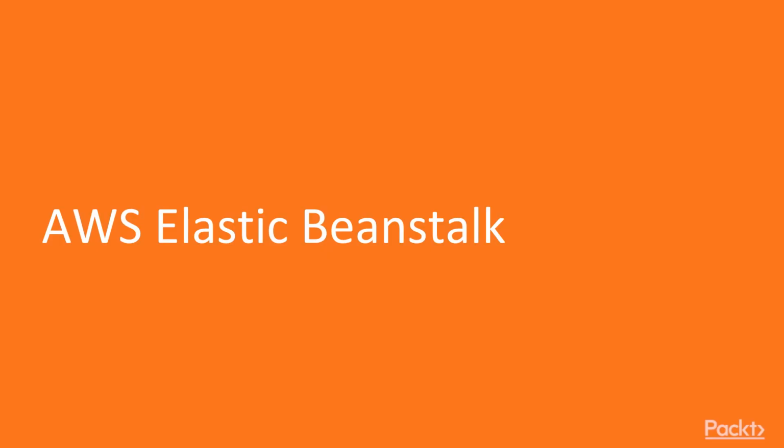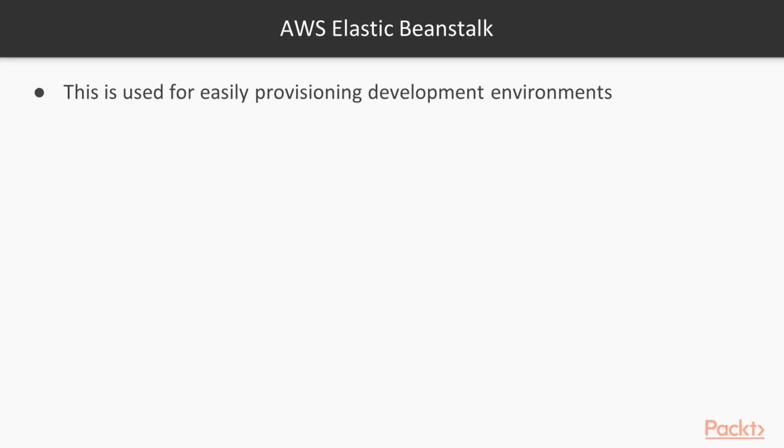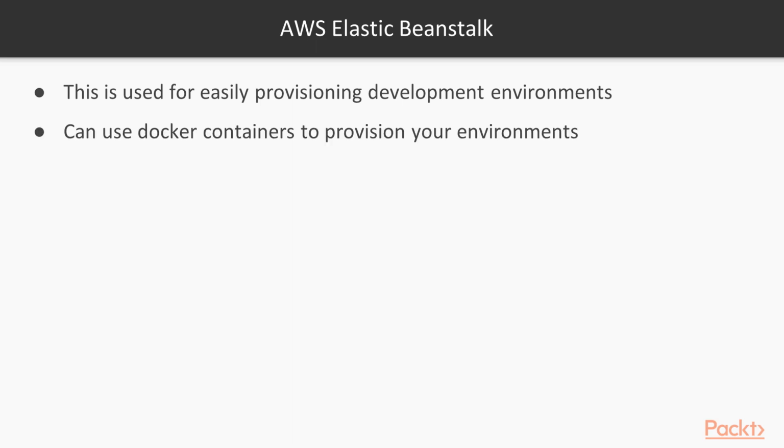Hi and welcome back. Now in this chapter, we will look at the AWS Elastic Beanstalk service. This is a service which is used for provisioning development environments. You can spin up a development environment within a matter of minutes. You can also use Docker containers to provision your environments.